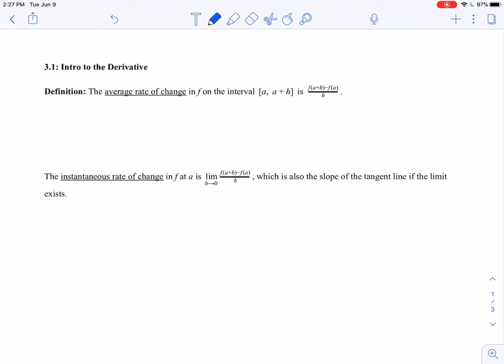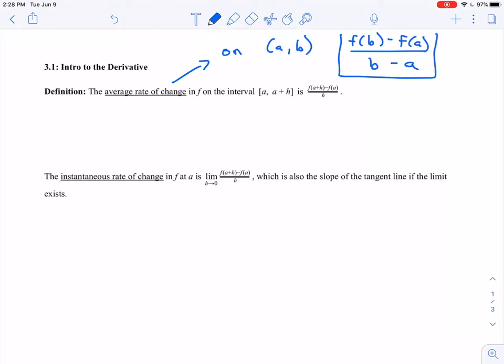So to do that, I actually want to think all the way back to section 2.1 when we talked about this idea of average rate of change. If we wanted to know the average rate of change on an interval a to b, we said, oh, well, you can find that using this formula, f of b minus f of a over b minus a. So here I have just some average rate of change between b and a. We also said that that tells you the slope of the secant line as well.